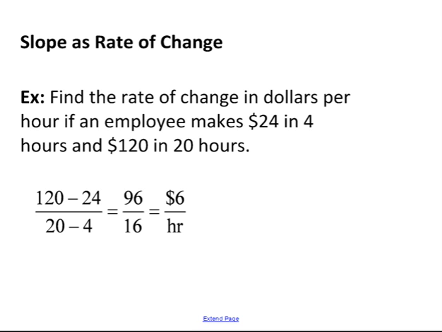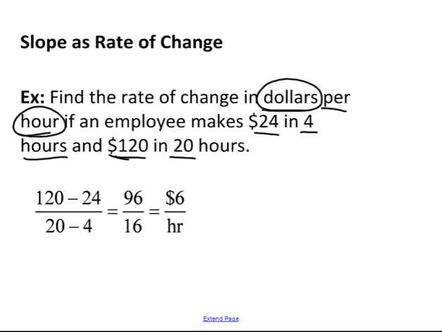Okay, rate of change. Another way of saying slope is rate of change. Usually we say rate of change when we have a word problem. So the question is, find the rate of change in dollars per hour. This tells you what we want on top. Per hour tells you what we want on the bottom. So the dollars have to go on the top and the hours have to go on the bottom. If an employee makes $24 in 4 hours and $120 in 20 hours, dollars have to go on top.